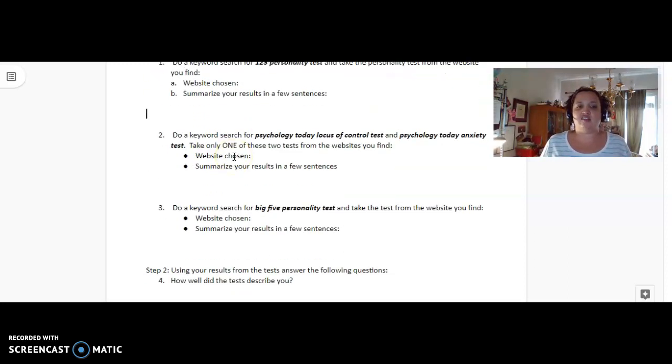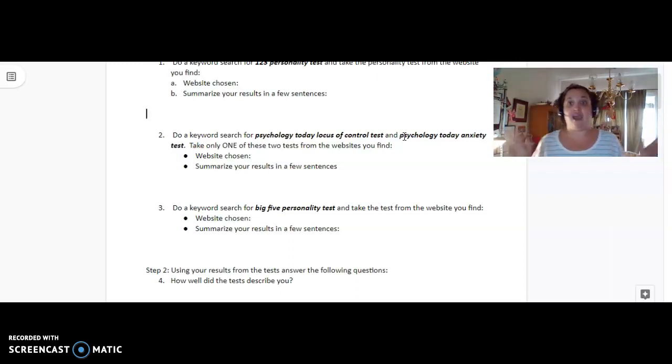So the next thing you're going to do is look for, and you get to choose between, the Psychology Today locus of control test or the Psychology Today anxiety test. Your locus of control is how you see whether or not you have control in your life. If you have an external locus of control, it generally means you feel out of control of your life and you feel like other forces control it. If you have a more internal locus of control, it means you feel like you're really in control of your life.